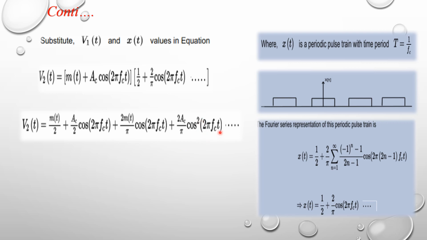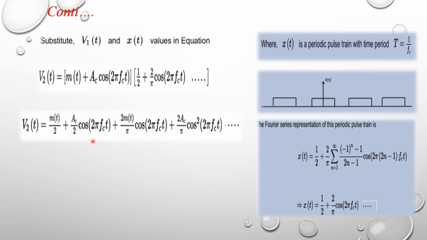So we get four terms. This is the first term, this is the second term, this is the third term, and this is the fourth term. The first term is the message signal, the second term is the carrier signal, the third term is also the carrier signal, and the fourth term is the square of the carrier signal.